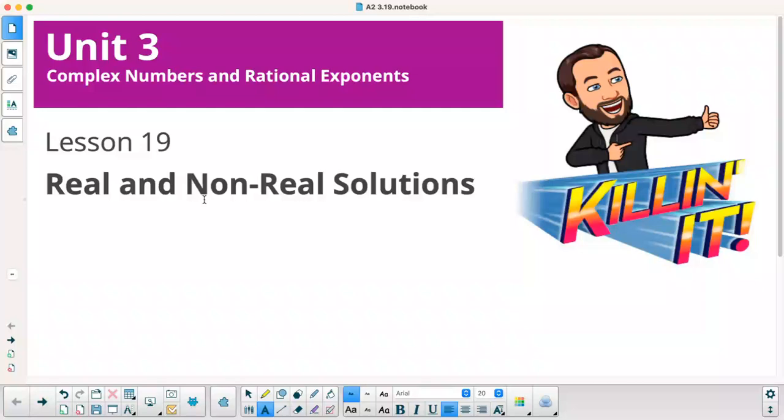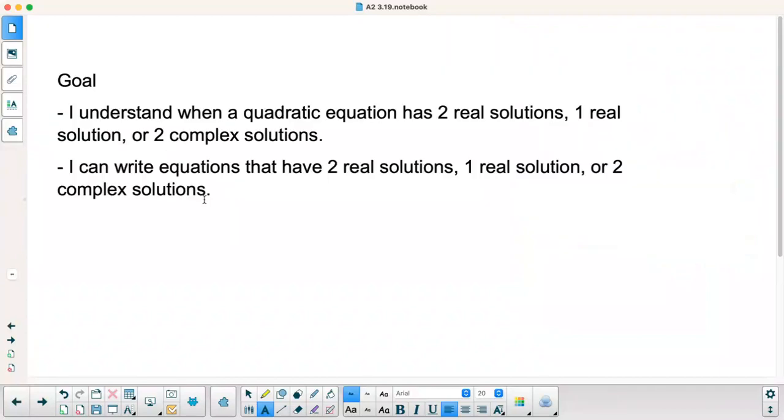Okay, Illustrative Mathematics, unit 3, lesson 19 is called real and non-real solutions. So our goal today is: I understand when a quadratic equation has two real solutions, one real solution, or two complex solutions. And also, I can write equations that have two real solutions, one real solution, or two complex solutions.